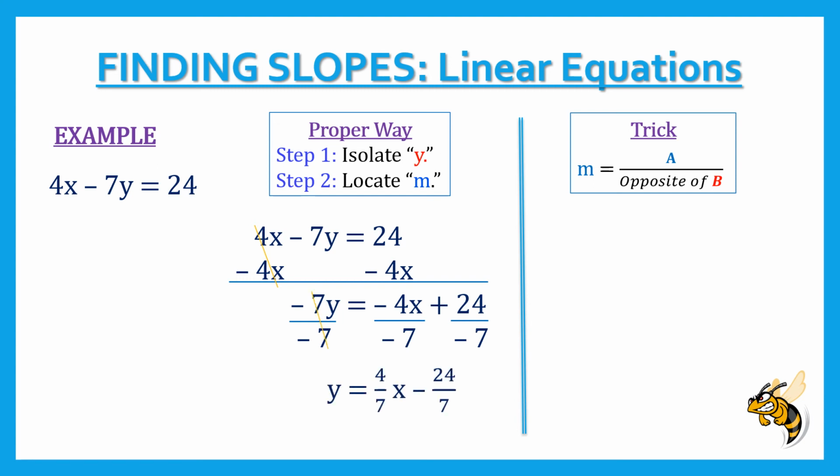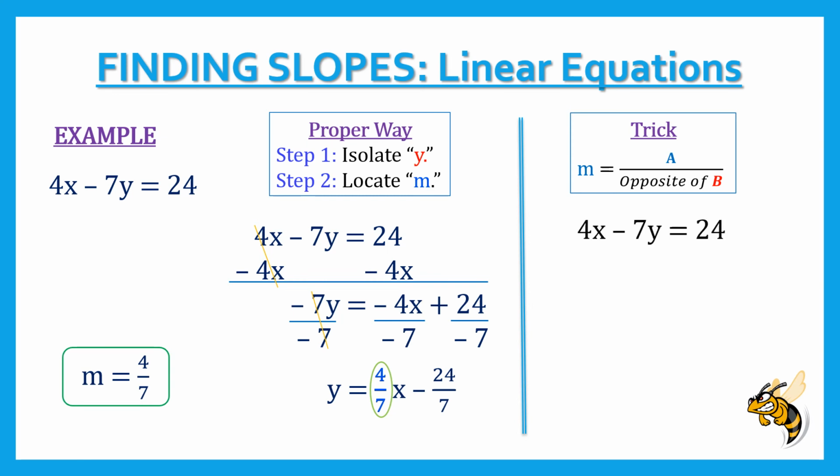Now we're left with y equals 4 over 7x. Why? Because a negative and a negative equals a positive. A positive and a negative equals negative 24 over 7. Now the y is in the singular state. We're going to look for the coefficient of x, which is 4 over 7. Therefore, the slope is equal to 4 over 7.